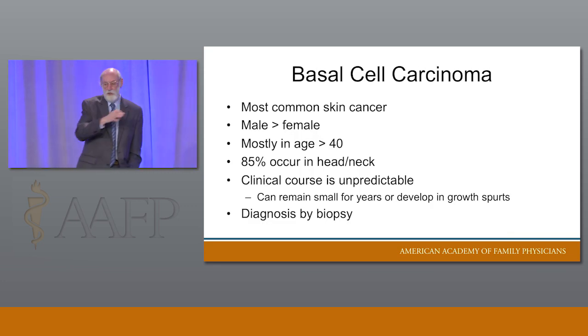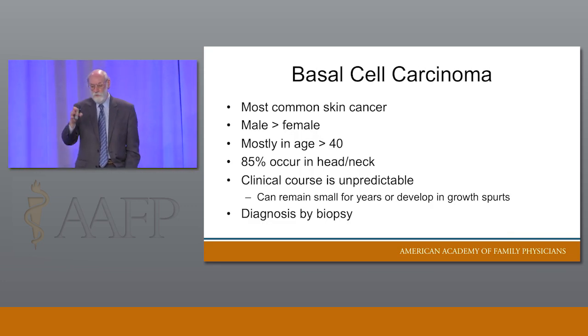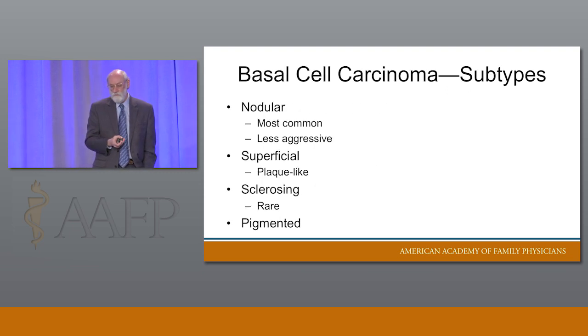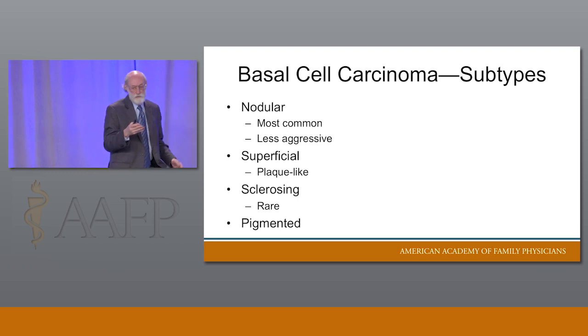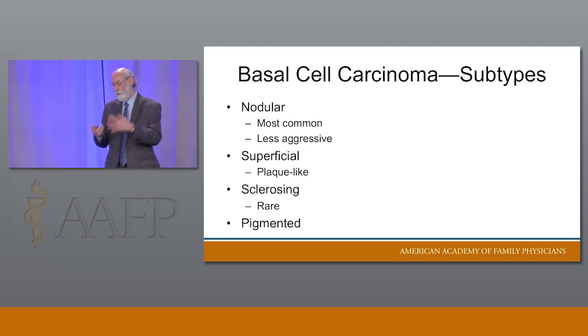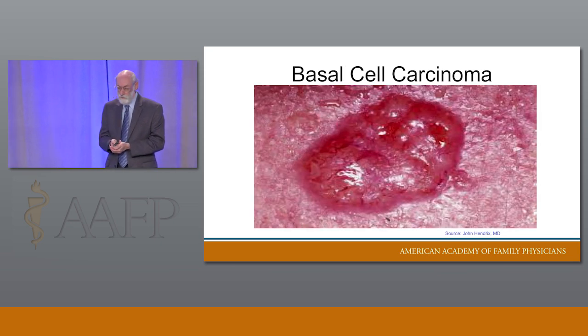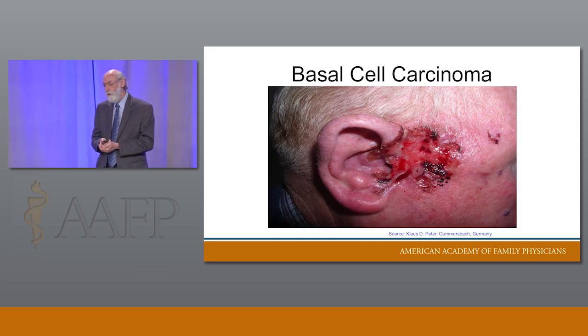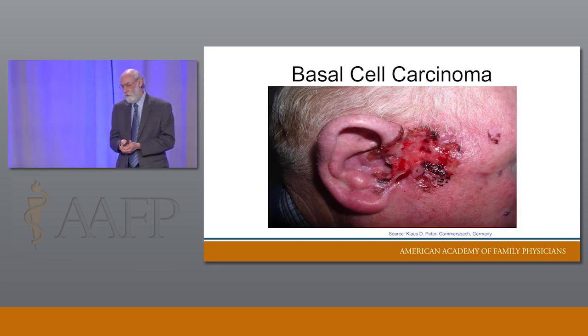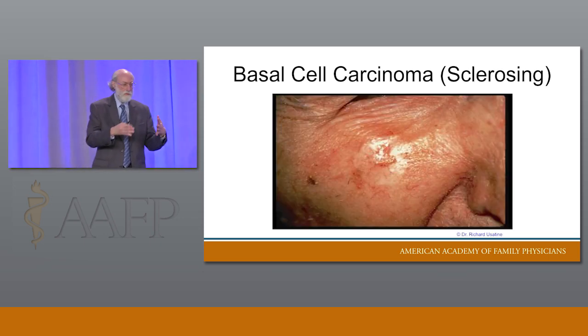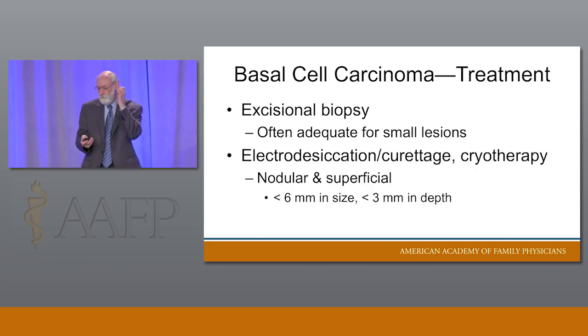Basal cells are the most common skin cancers, men more than women, in the head and neck area, in middle-aged individuals. Nodulars are the most common and, thankfully, least aggressive. Superficial, sclerosing, and pigmented basals can occur. Here's a nodular basal cell. Here's another one, easy to figure that one out. Here's one eroding in front of the ear, not good. A superficial basal cell is a little bit more difficult. A sclerosing or scarring one is quite difficult to diagnose.